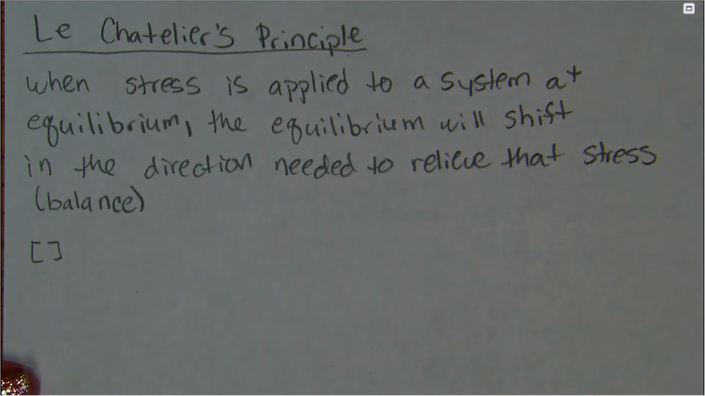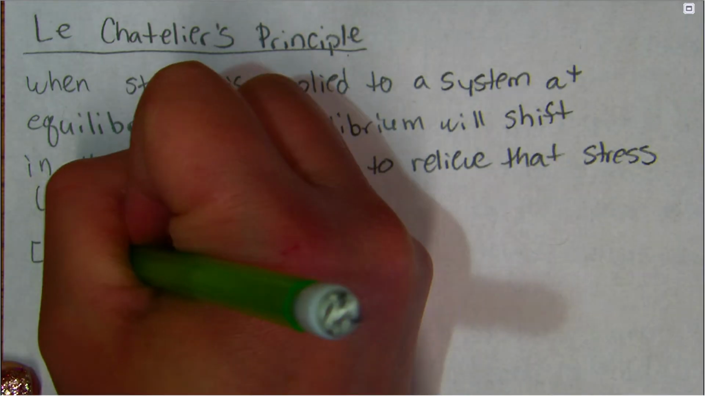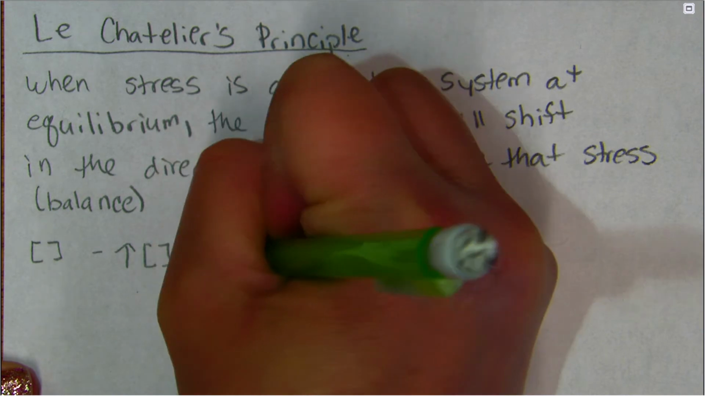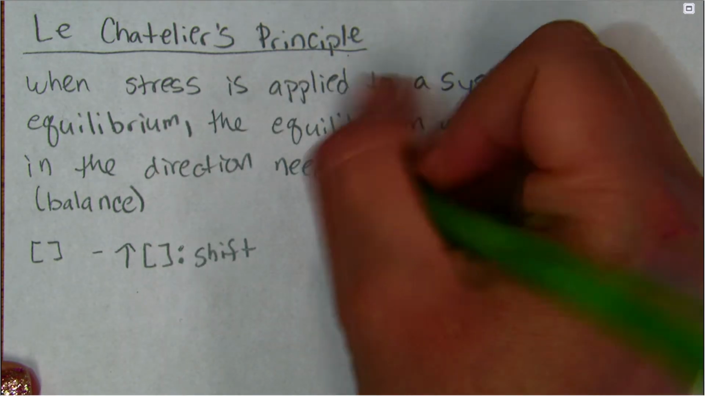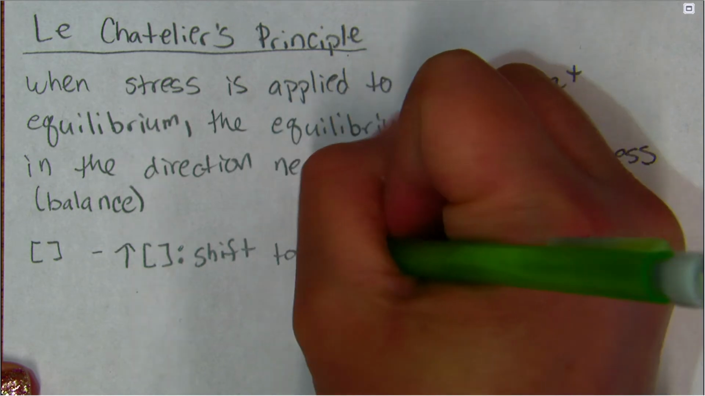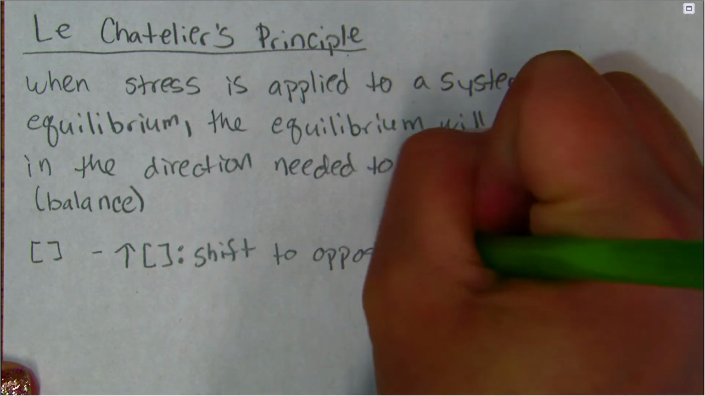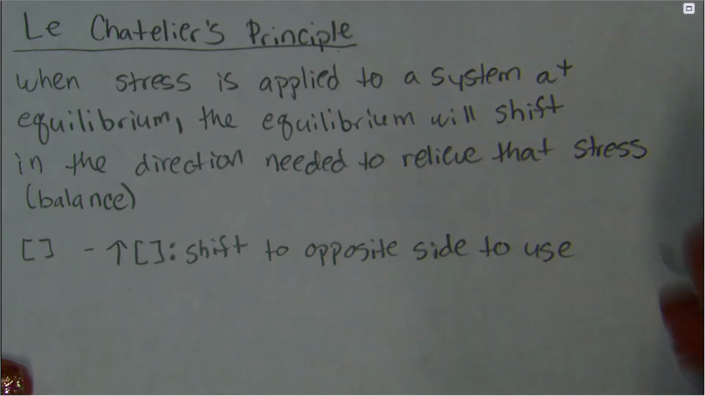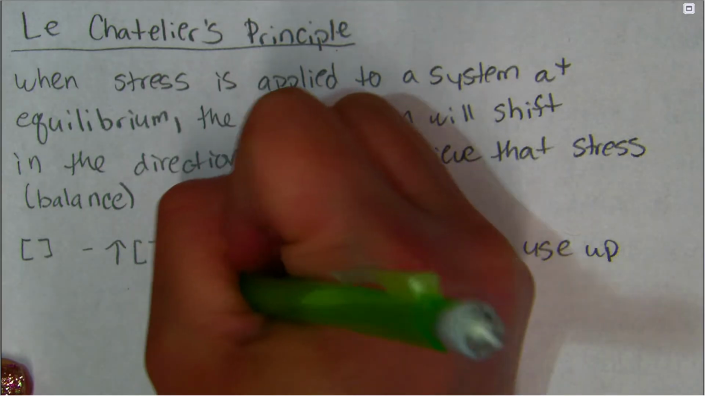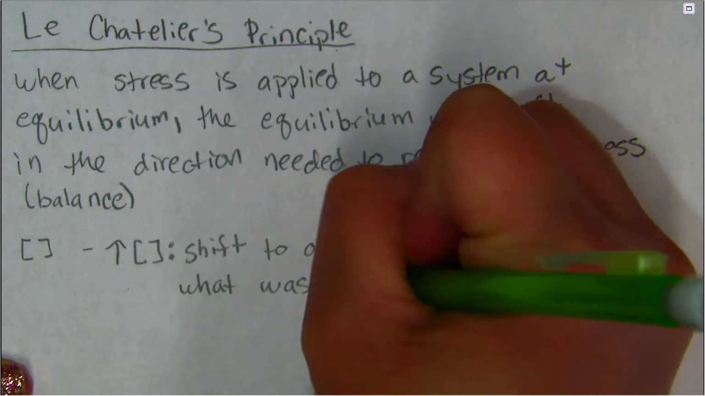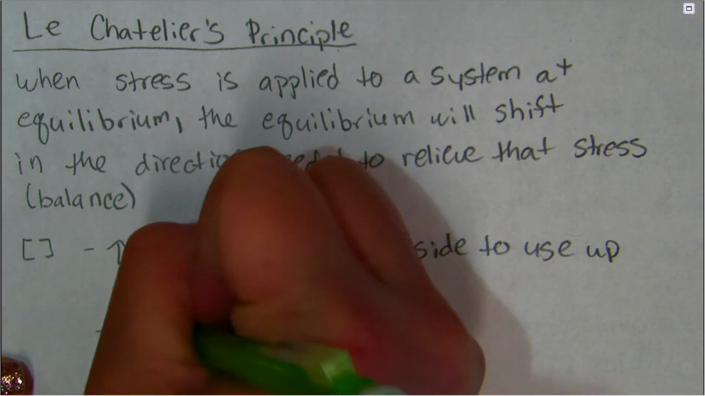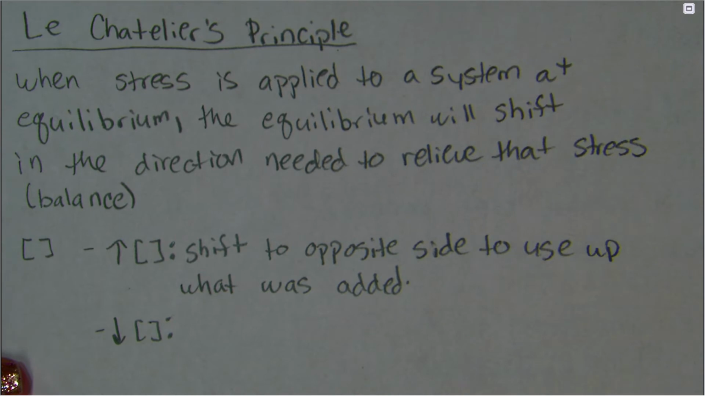All right, so in terms of concentration, if I increase concentration, I am going to see a shift to the opposite side in order to use up what was added. A decrease in concentration is going to shift to the same side in order to replace what was removed.